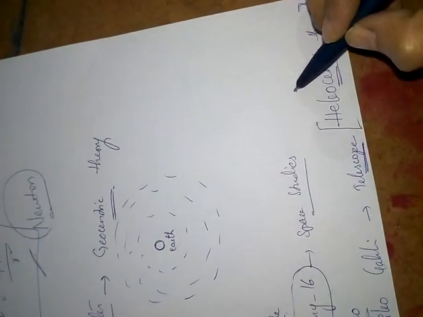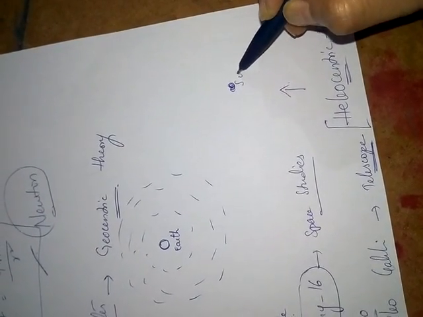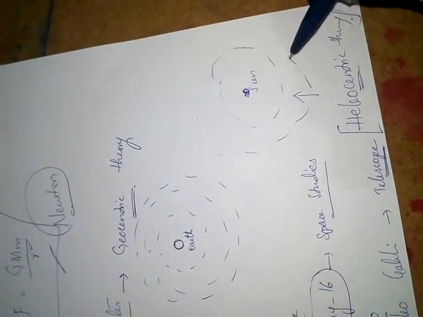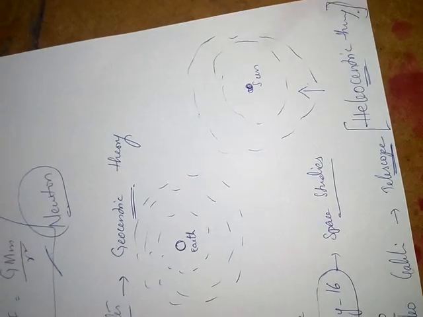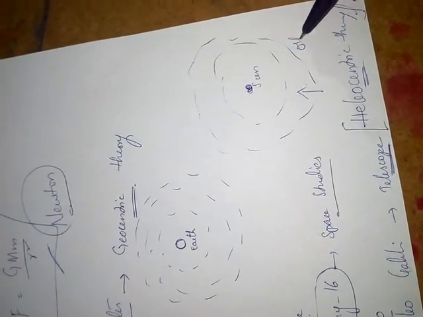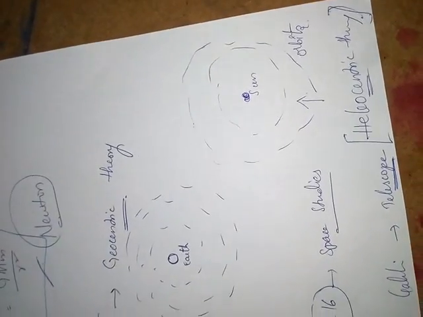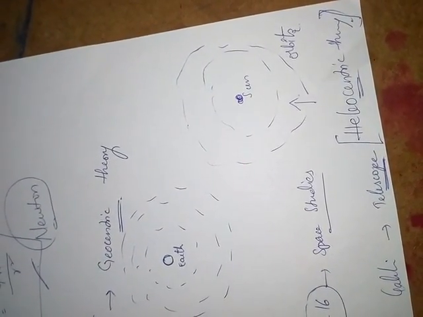It's not Earth which is the center of the universe, it is the Sun which is the center of the universe, and all the planets revolve around the Sun in circular paths, in certain paths called orbits. We are not dealing with circular or elliptical paths as of now. That is going to be the heliocentric theory.